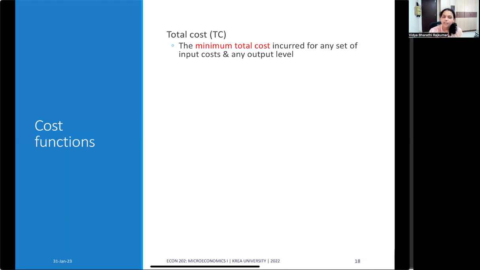Of course, for that, we need to know what the prices of the inputs are, and we also need to know what the value of the output that is being produced is. So, given the prices of the inputs and given the output that needs to be produced, the cost function is nothing but the solution that comes from our cost minimization exercise. So it is the minimum cost that we would have to incur in order to produce a certain level of output Q, given the input prices V and W.